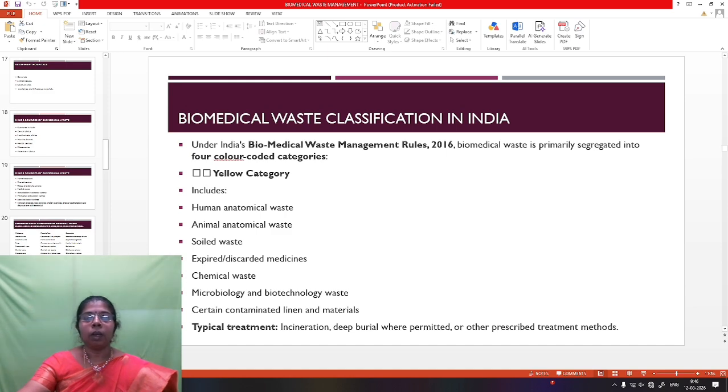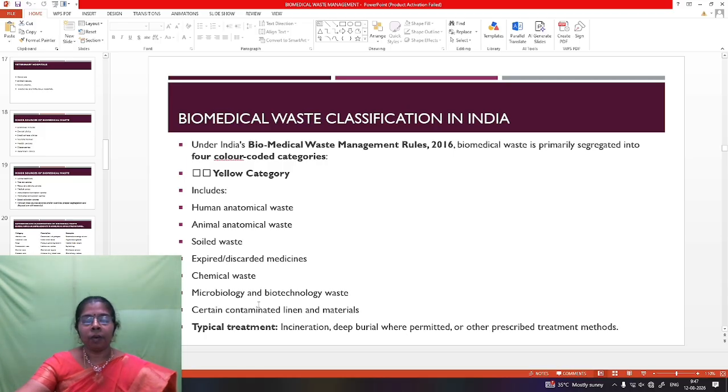Under India's Biomedical Waste Management Rules 2016, biomedical waste is segregated into 4 color coded categories: yellow, red, white and blue. We categorize the classification of biomedical waste, and we have to discard the waste based on these categories. In the yellow category, the waste to be discarded includes human anatomical waste, animal anatomical waste, soiled waste, expired or discarded medicines, chemical waste, microbiology and biotechnology waste, and certain contaminated linen and materials.